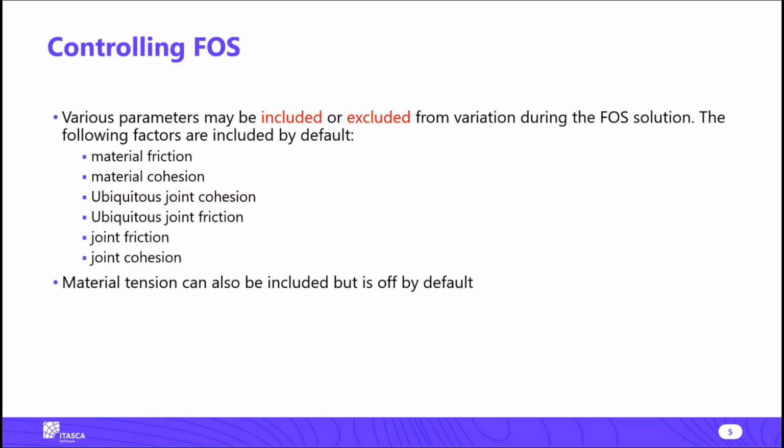You can include or exclude different parameters when you're doing the factor of safety calculation. As I already mentioned, you could choose to use just the cohesion or just the friction. If you're using the ubiquitous joint model, you can include or exclude ubiquitous joint cohesion or ubiquitous joint friction. And in 3DEC, you have actual joints, and you can choose to include or exclude the joint friction and the joint cohesion. By default, these are all included. It is also possible to include the tension strength, but this is not included by default.